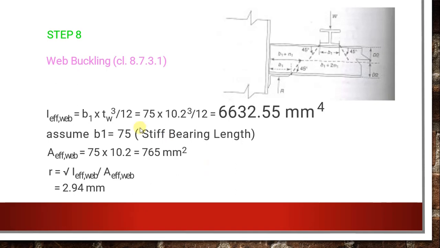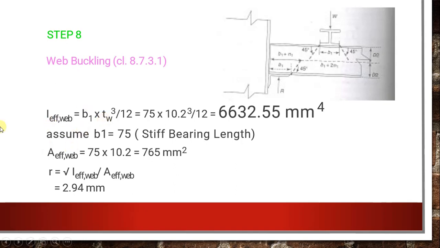Now moving forward, you have to check the beam against the last criteria, that is web buckling and web bearing. This criteria is given in clause 8.7.3.1. First of all, you have to calculate the moment of inertia of the effective web. For that, there is the standard formula of moment of inertia for a rectangular section, that is B D cubed by 12. Here you have to assume the B1 value, that is the stiff bearing length of the web.